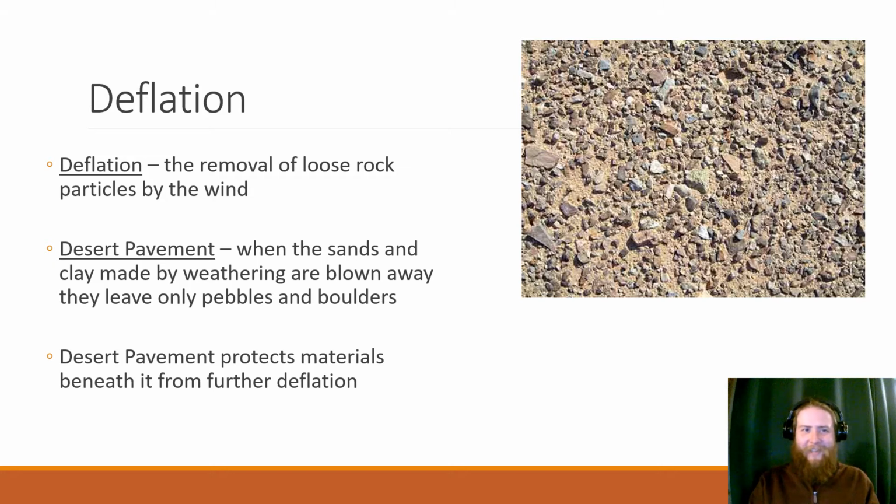All right, deflation. This is the removal of loose rock particles by wind. This picture here shows heavily deflated particles, so much so that it becomes desert pavement. Desert pavement is when all the sands and clay that have been made by weathering are blown away, and all that's left is pebbles and boulders. These pebbles and boulders aren't heavy enough to be carried away by the wind, so they actually start to add some protection at this point and prevent deflation from occurring further.